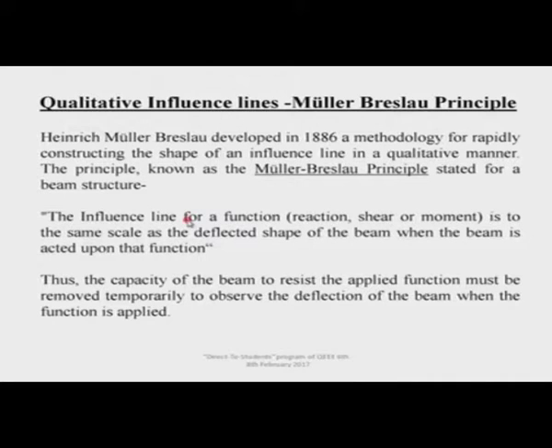That means the beam reaction at the left end, suppose I am interested in the influence line diagram of the reaction at the left end. Let me destroy it temporarily. So, how does the beam look? It will try to fall down from that end. Now, while it is falling down at that end, let me prop it with the same reaction I have removed and see what shape it takes. That is the influence line diagram for the reaction itself.